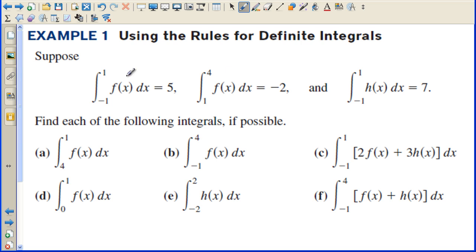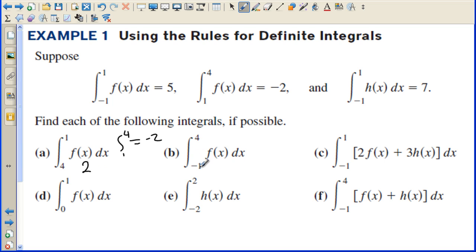Using the rules for definite integrals, we notice we have the integral from negative 1 to 1 of f of x is 5, 1 to 4 of f of x is negative 2, and negative 1 to 1 of h of x is 7. So if they want to know what is the integral from 4 to 1 of f of x, well, if 1 to 4 was negative 2, then this answer is going to be the opposite of that. It's going to be positive 2.